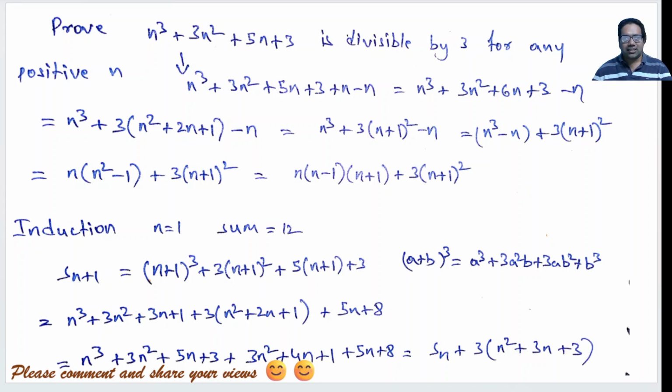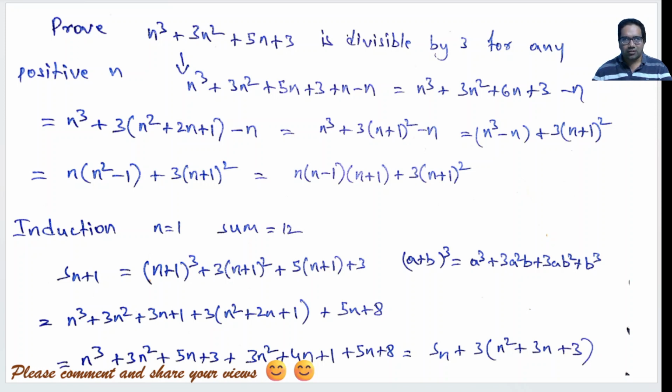Right. Now this 3n square plus 6n plus 3, we can take 3 common. So we'll be left with n square plus 2n plus 1. Right. 3 common, n square plus 2n plus 1. This is becoming n plus 1 whole square. So n cube plus 3 times n plus 1 whole square minus n, which becomes n cube minus n plus 3 times n plus 1 whole square. This part is anyway divisible by 3.